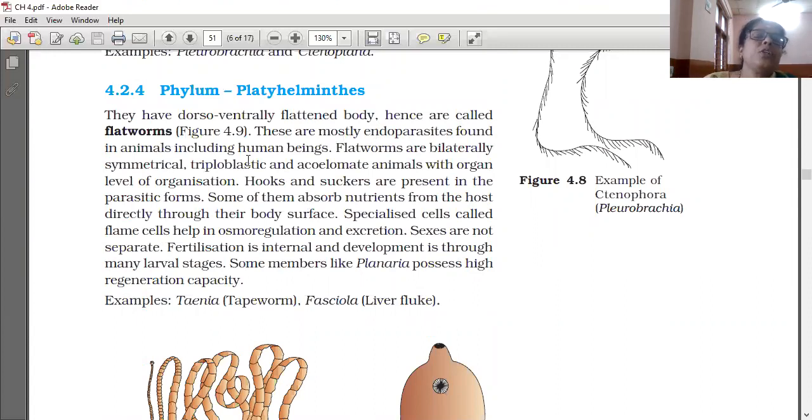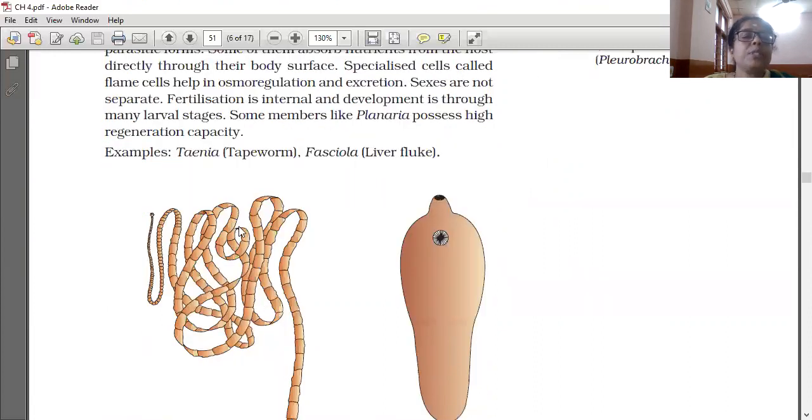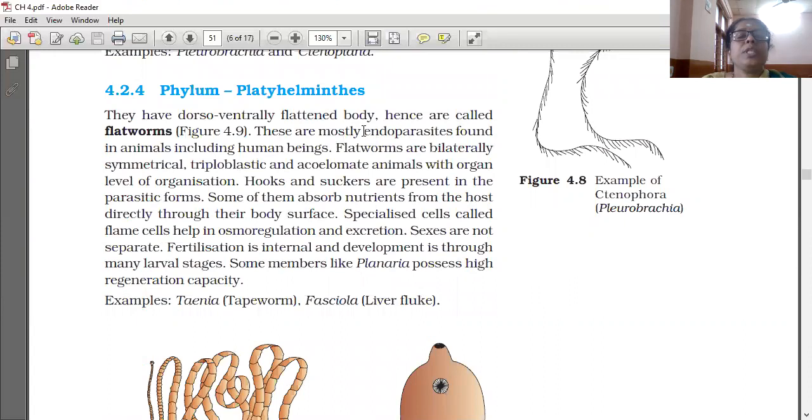Found in animals including human beings. It is found in human beings also. This tapeworm is living inside the human intestine. Not all human beings, some human beings. So these are mostly endoparasites found in animals including human beings.